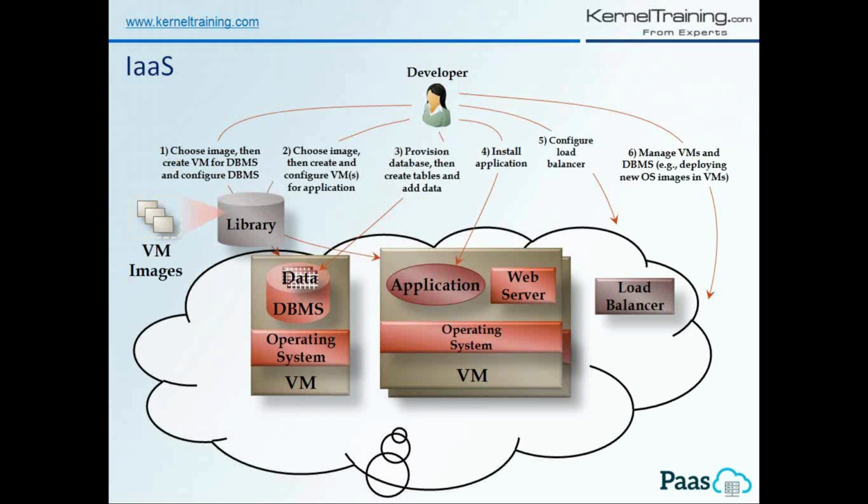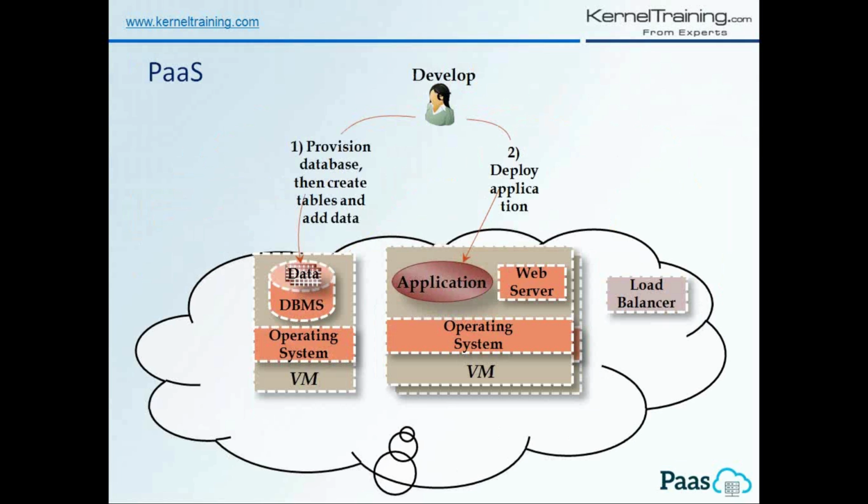Once you've done the load balancer, you can manage your VM and the database, and also deploy a new OS image inside your VM. So this is the entire architecture of infrastructure as a service, where you can put a virtual machine inside your cloud. The next thing we are going to see is PaaS.